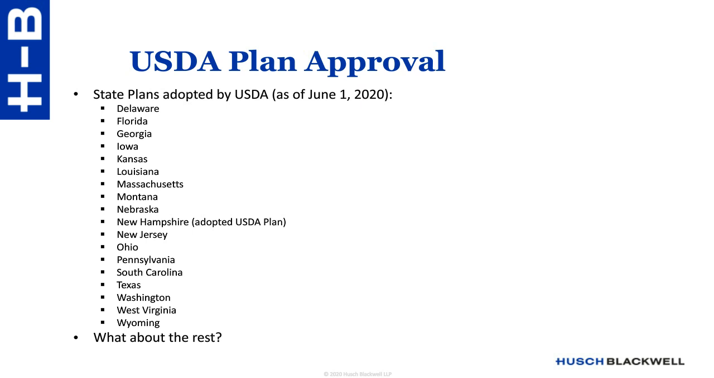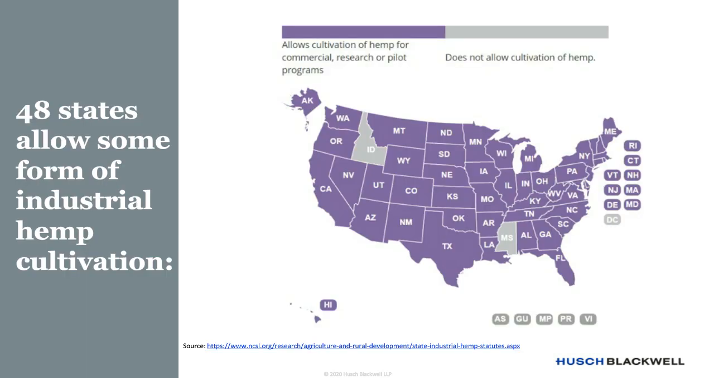Here's a quick little map of how many states actually authorize industrial hemp. For the 2018 Farm Bill, states can opt out and can expressly prohibit industrial hemp, which is important to understand. Obviously, we have Idaho and Mississippi here as states listed that have not approved any form of industrial hemp being allowed to be cultivated in those states.